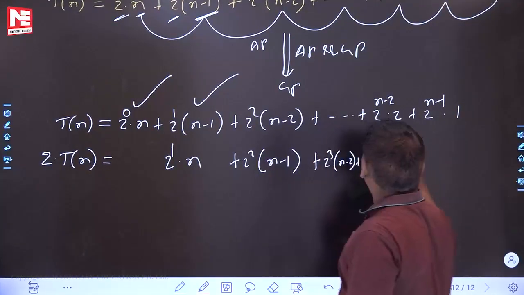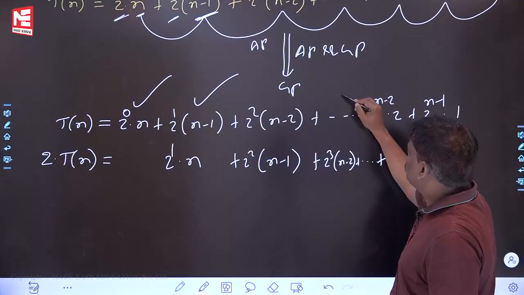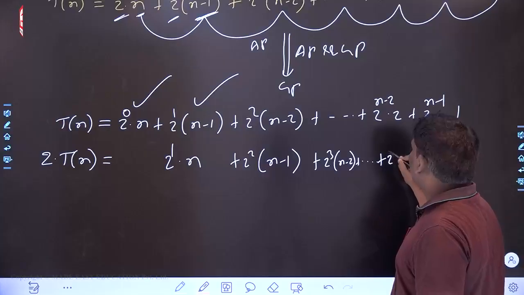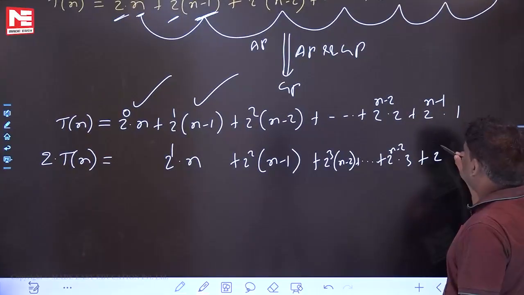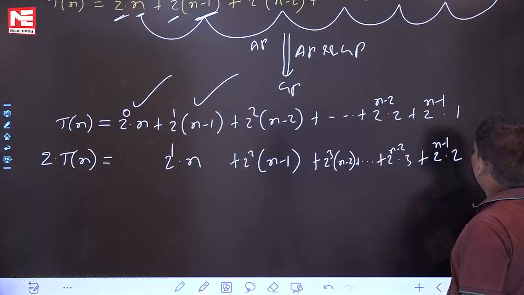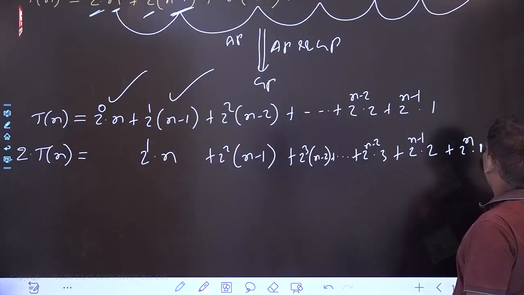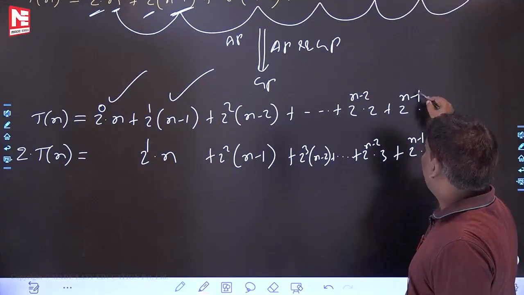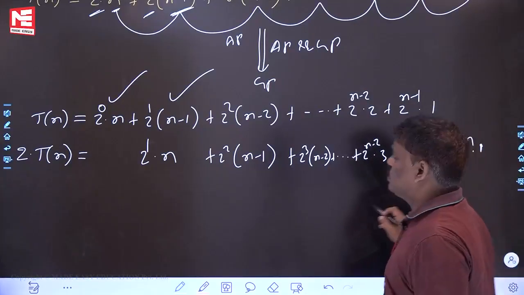Now can you help me? Who is there before this? 2 power n minus 3 into 3. Multiply by 2. What is the answer? 2 power n minus 2 into 3 will come. This also multiply by 2. What is the answer? 2 power n minus 1 into 2. This also multiply by 2. What is the answer? 2 power n into 1. This also multiply by 2: 2 power n minus 1 into 2 means 2 power n. Right? Like this.